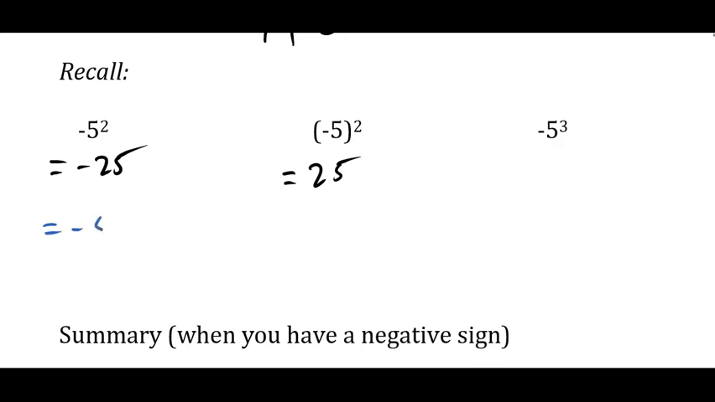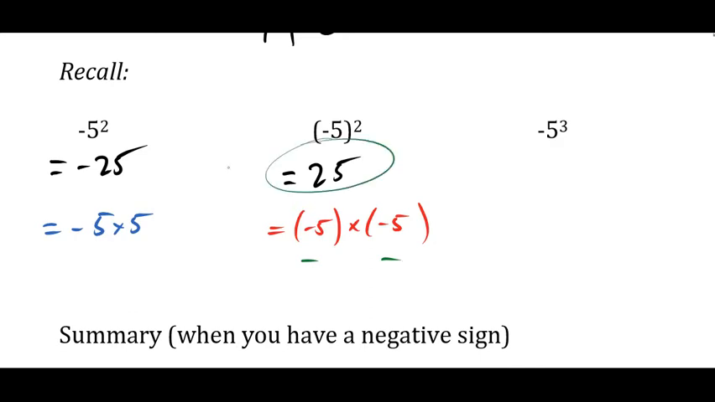This one means negative 5 times 5. And this one means negative 5 times negative 5. So notice that there are 2 negative signs, 1, 2. 2 negatives makes positive. That's why our answer was positive. And this one has only one negative. Negative times a positive is negative. So that's why our answer here was negative.